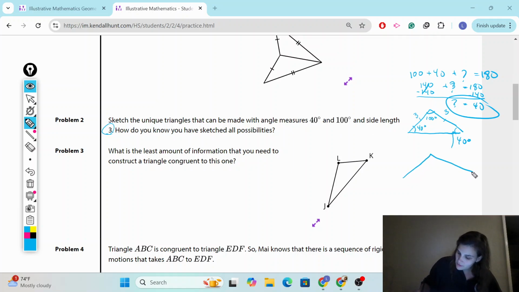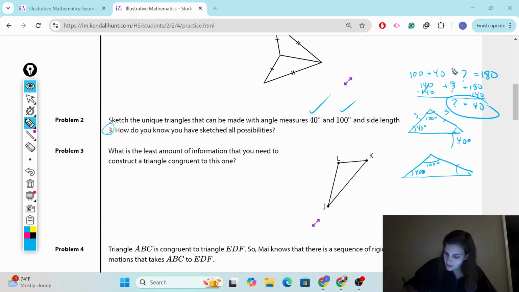Let's see. I'm going to draw that same triangle over again, and we know one angle has to be 100, because that's what we're told. The next angle has to be 40, because that's what we're told. I know that looks like 400. That's 40 degrees. And then we know this third angle, because we solved it out, also has to be 40 degrees.